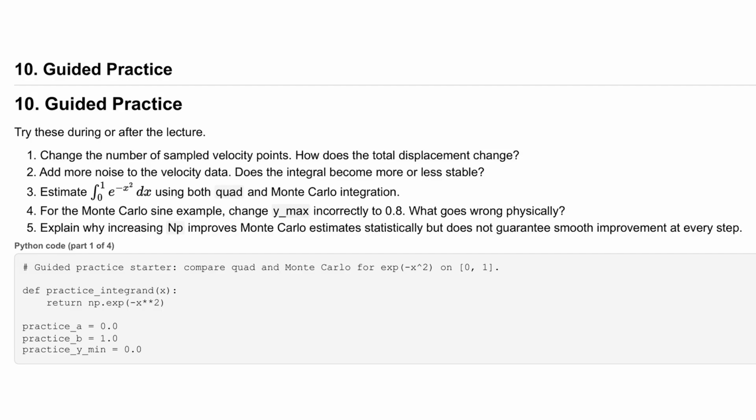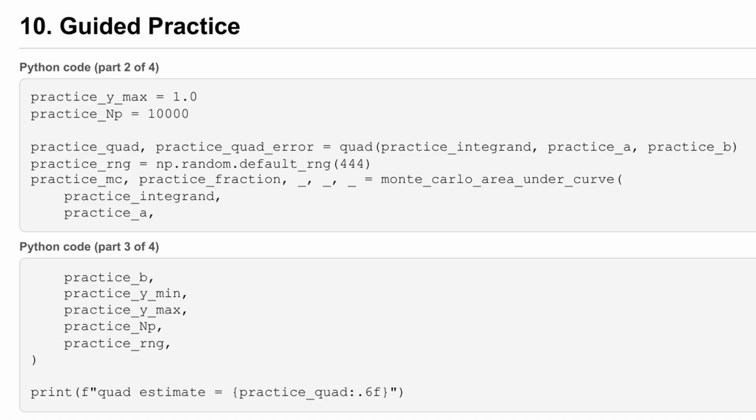Now it is your turn for some guided practice. Try integrating the exponential of negative x squared from 0 to 1 using both quad and Monte Carlo. This will help you get a feel for setting up the bounding boxes correctly. In this practice code, we set up 10,000 random points. Pay close attention to how we define the practice ymax. If you set this too low, you will clip the function and get an incorrect, non-physical result.